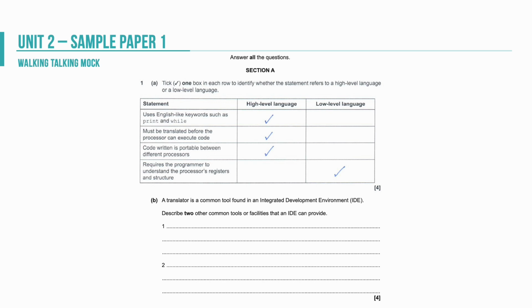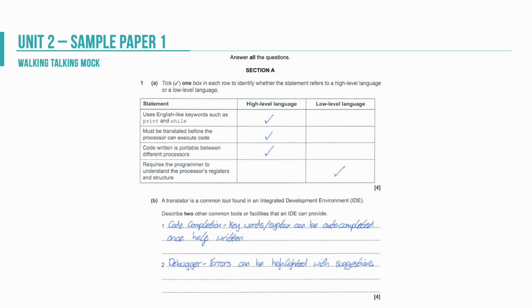Part B then looks at IDEs, and it says a translator is a common tool found in an IDE. Describe 2 other common tools. There are a number here that you could be going for, and the mark scheme for this paper is also available, so you can look those up in more depth if you need to.